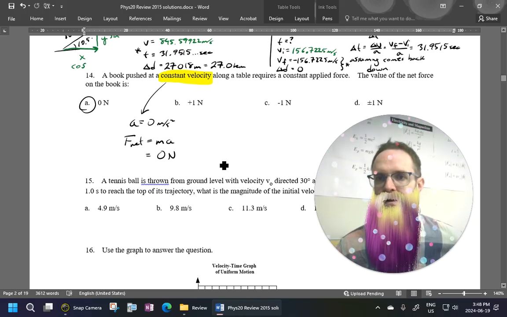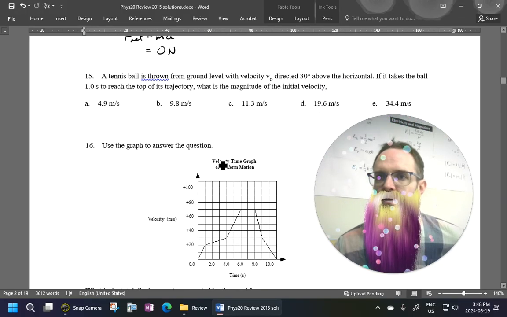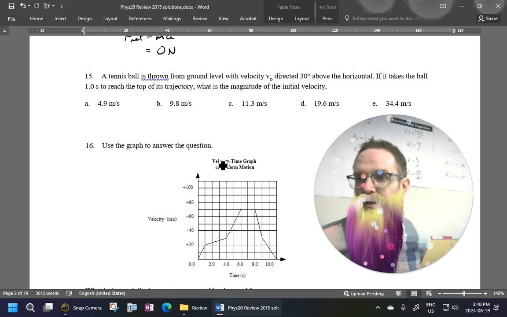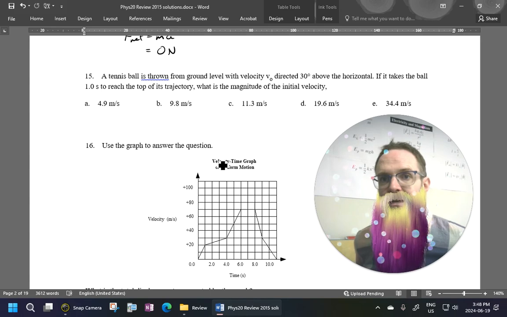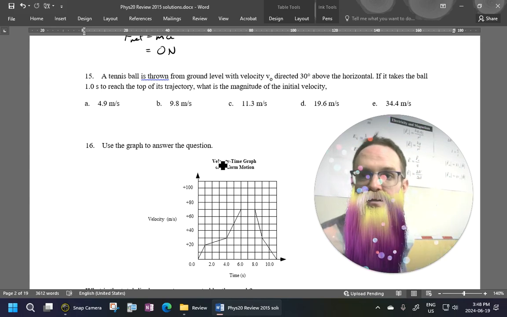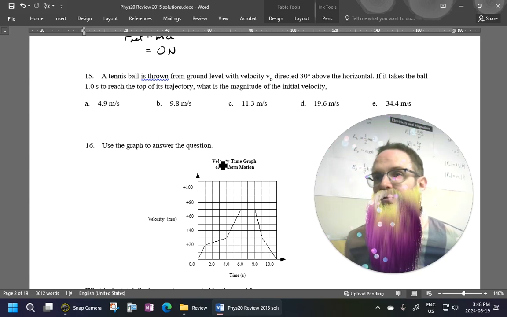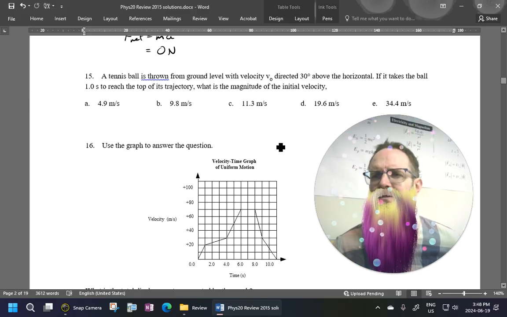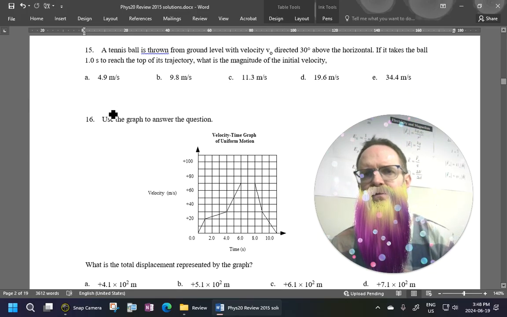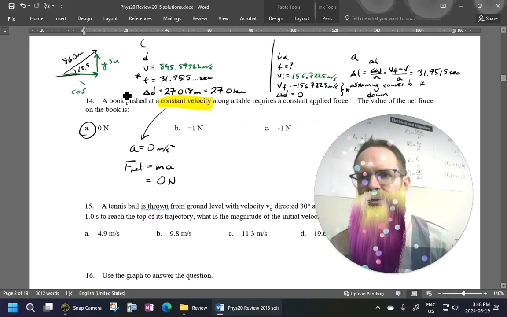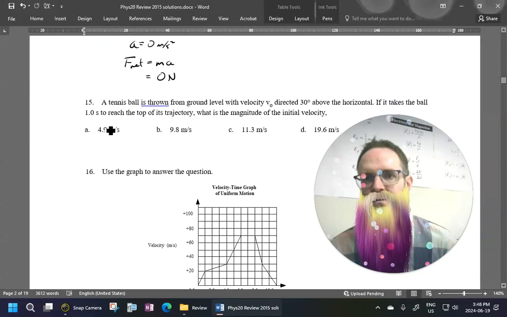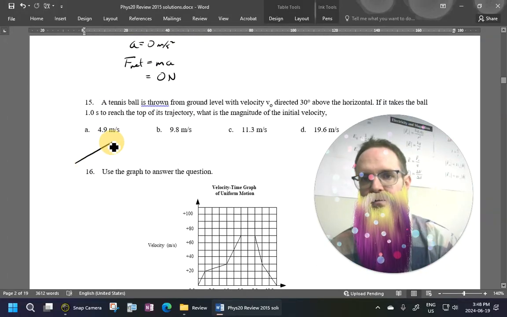So, next one. We have a tennis ball thrown from the ground with a velocity v0 directed 30 degrees above the horizontal. If it takes 1 second to reach the top, what was the magnitude of the initial velocity? I should give you more space for this one too. So they're looking for, like if I were to look at this T chart up here, that hypotenuse of that vector. So that's what we're looking for.